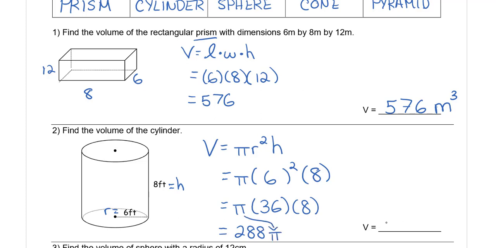So our total volume is 288 pi cubic feet, feet cubed. Again, three numbers being multiplied together. The third number there is pi. Pi is a number, 3.14.